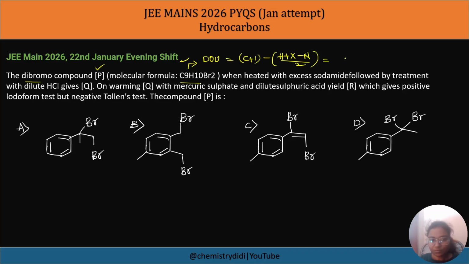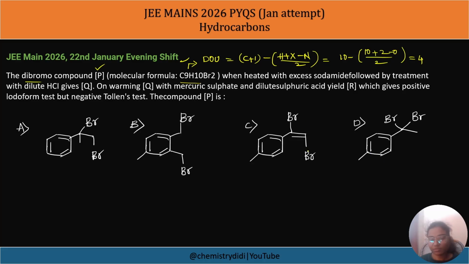So here 9 plus 1 is 10, 10 minus H, hydrogens are 10, plus halogen. Bromine is a halogen, right? So there are two bromines and no nitrogen, so that's 2. It will be 12 by 2, which is 6. 10 minus 6 is 4. So degree of unsaturation is 4. In all of these options, the degree of unsaturation should be 4. If the degree of unsaturation is not 4, then you can eliminate the option.